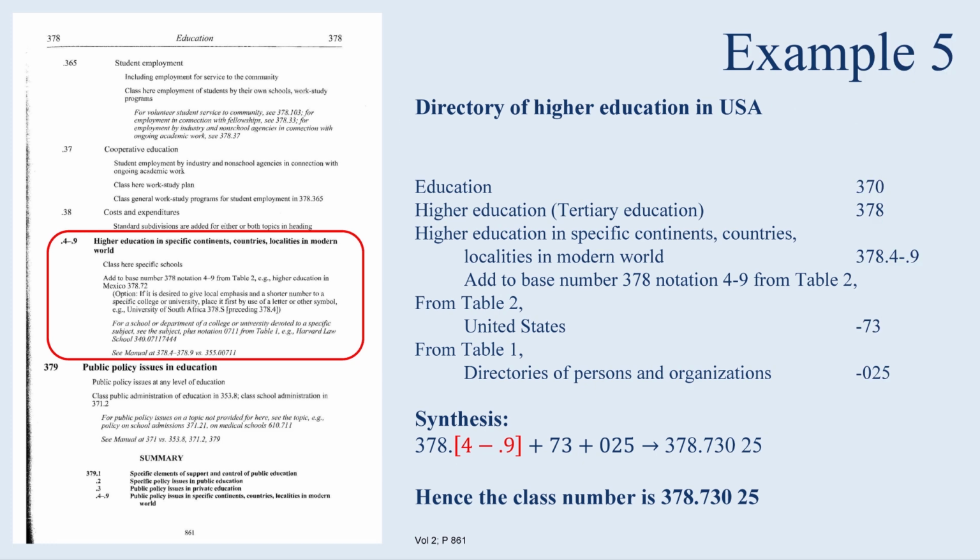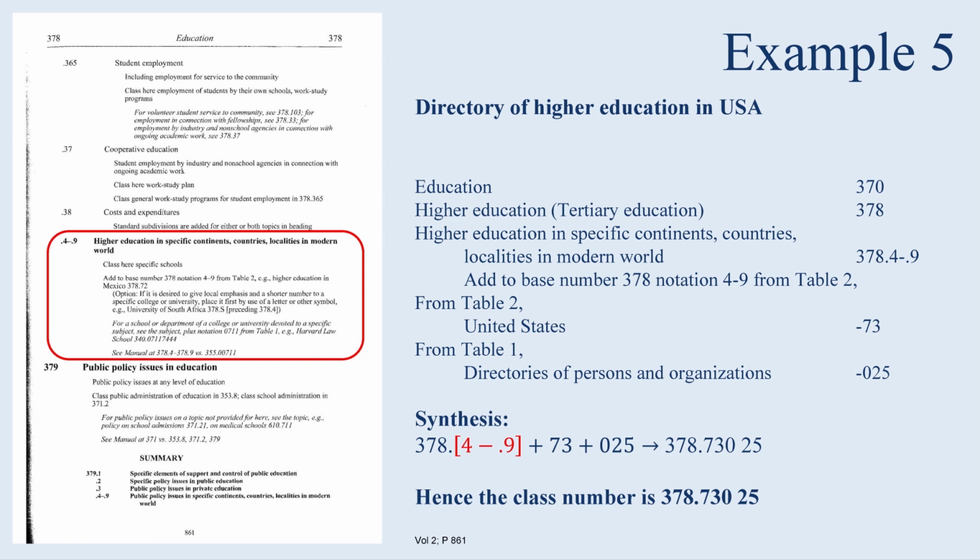Okay, the next problem is directory of higher education in USA. You know, a directory actually is a list of some persons or organizations. So it is a type of form division, and as we know, different types of form divisions are available as isolate ideas in table 1, that is standard subdivisions. So definitely we will get the number for directory from table 1. The next two facets are higher education and USA. USA is an area, we will get it from areas notation, that is from table 2.